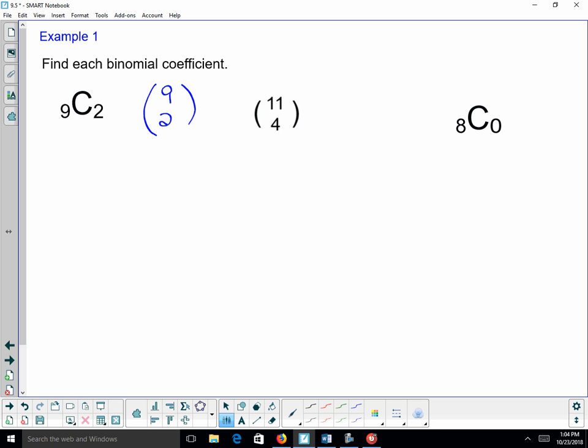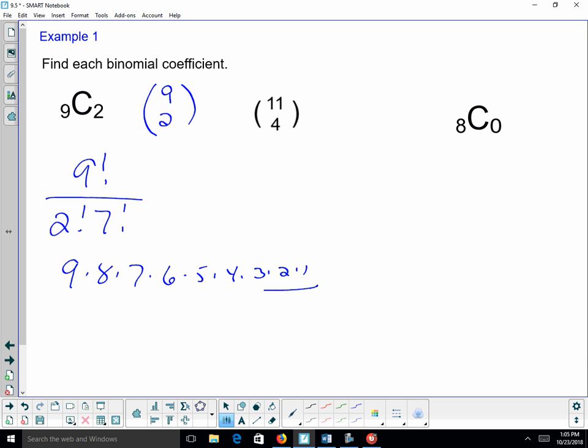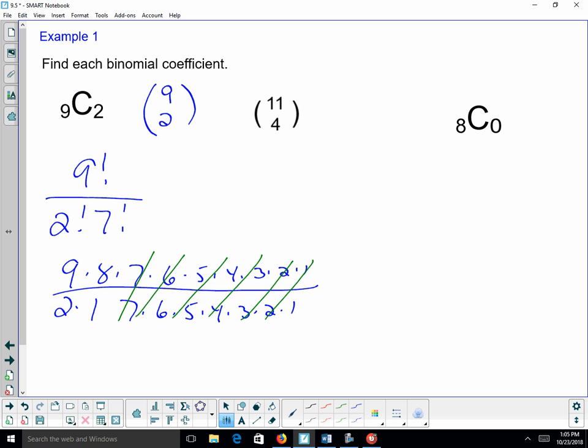To simplify it, I would do 9 factorial over 2 factorial, and then 9 minus 2 would be 7 factorial. So 9 factorial means 9 times 8 times 7 times 6 times 5 times 4, and so on. And 2 factorial is 2 times 1. 7 factorial is all this. And then what I notice is that the 7 factorial will simplify. The 8 and the 2 will simplify, and my final answer will be 36.